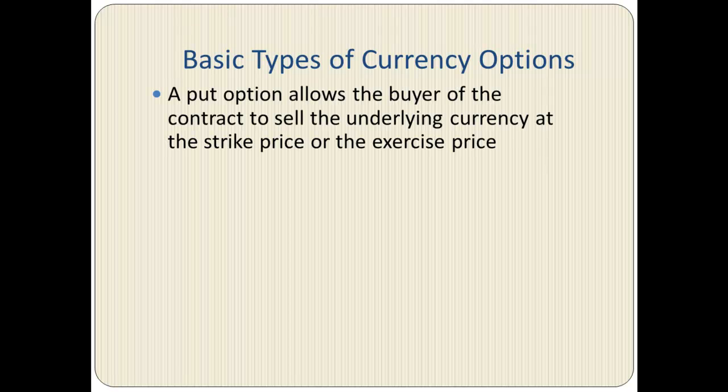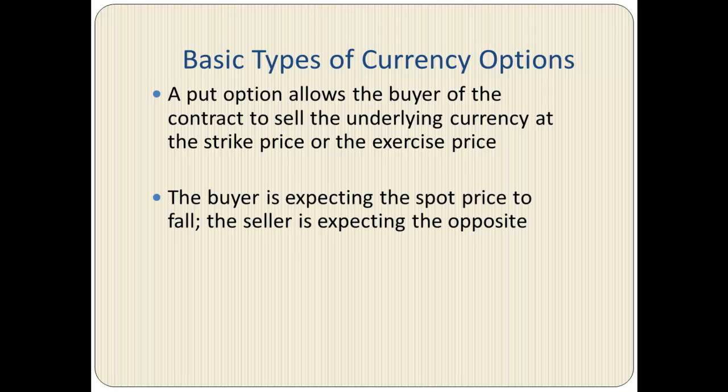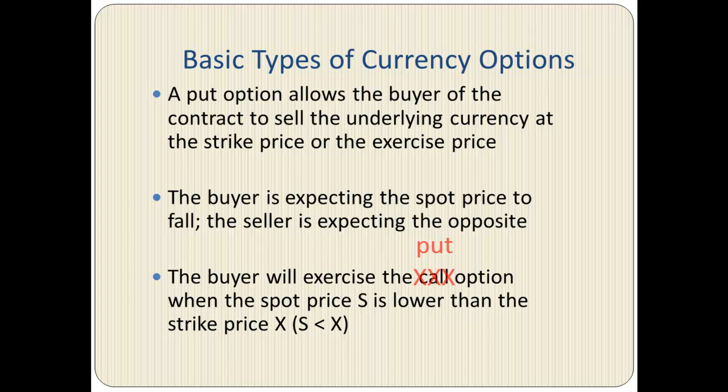A put option, on the other hand, allows the buyer of the contract to sell the underlying currency at the strike price or the exercise price. The buyer is expecting the spot price to fall and the seller is expecting the spot price to rise. The buyer will exercise the put option when the spot price is below the strike price. That way, the buyer is able to sell the currency at a price higher than the market price.